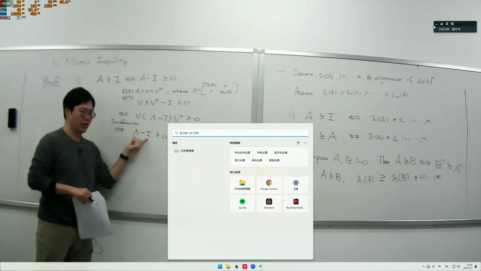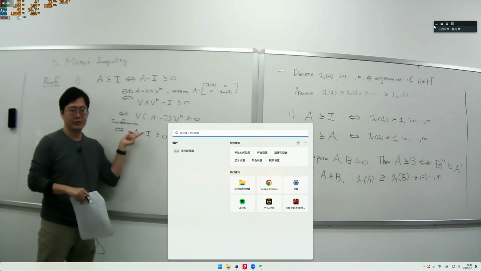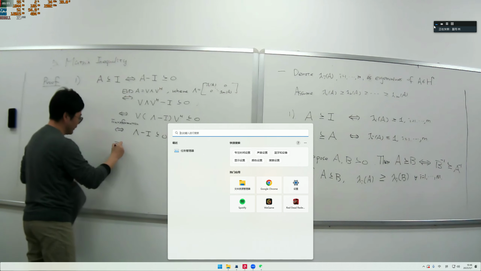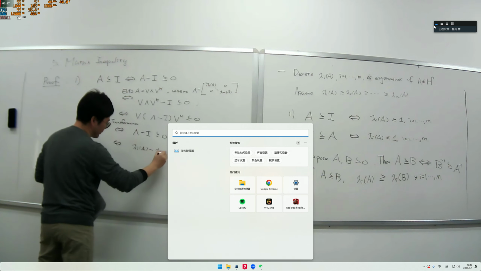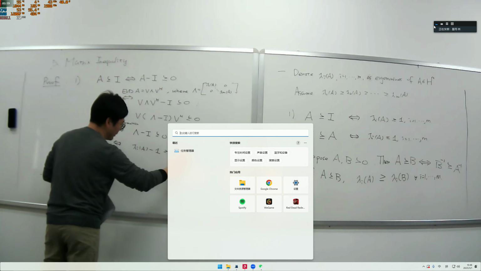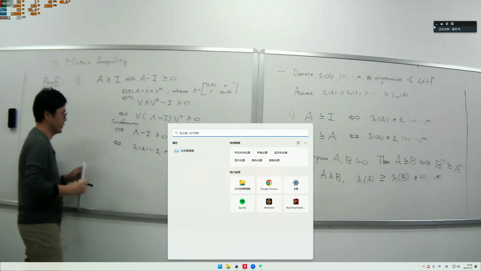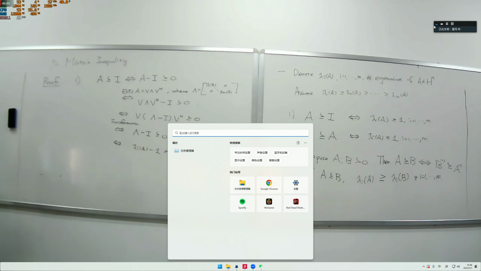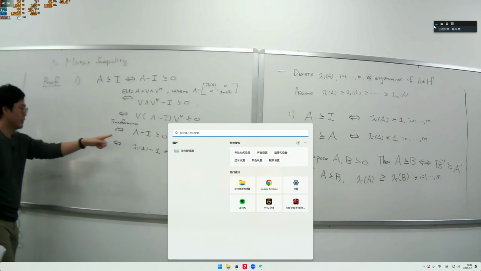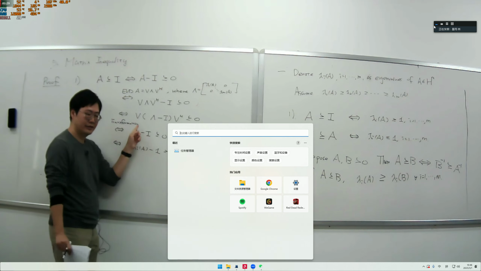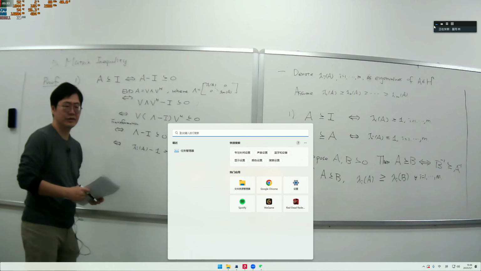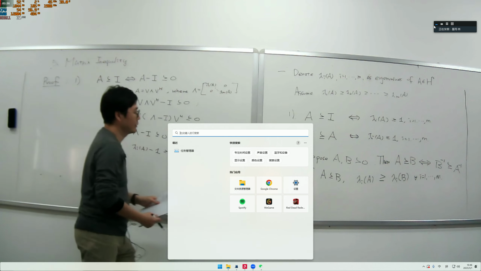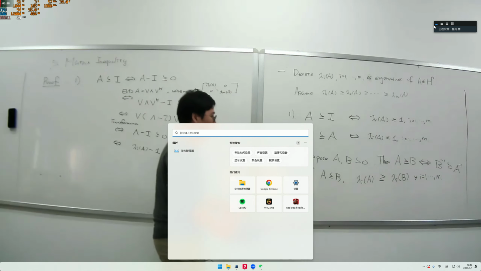And this is diagonal, and its diagonal is the eigenvalues, right? So this is if and only if lambda IA minus 1 is greater equal to 0 for all I, because lambda minus I is a diagonal matrix. So its diagonal elements are its eigenvalues. Then its PSD means its eigenvalues are greater equal to 0, right? So we prove this.